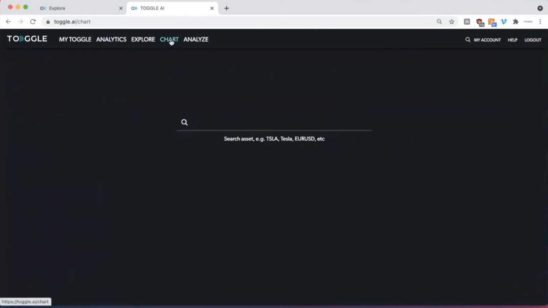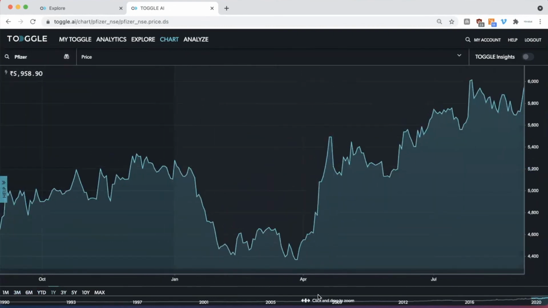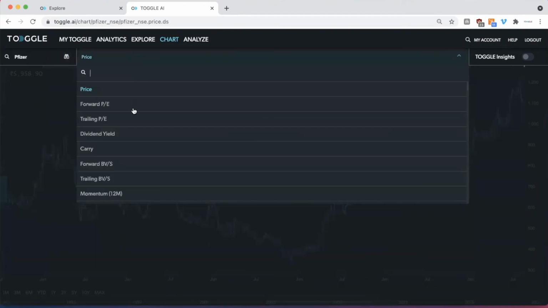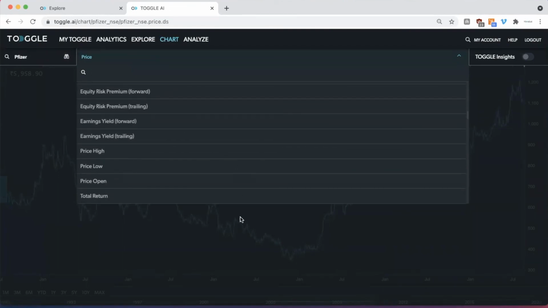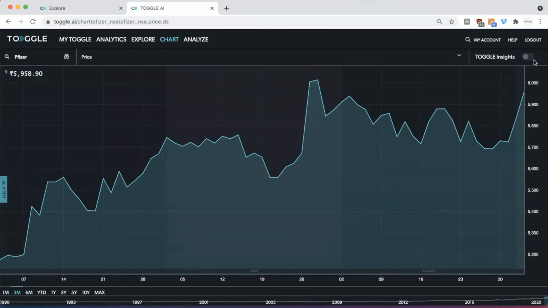And if you want to plot more than just the price, if you go to the chart function, we can look at, let's do something else this time. Let's do Pfizer. So here you can play around with the chart, check out different horizons. If you want to focus on a specific time period, just click and drag. So focusing on 2005 to about 2010, the system brings together that information. If you want to plot more than just the price, hit this drop down, and you can plot different things like the dividend yield, the momentum, seasonality, equity risk premium, and so on. And then if you want to look at the insights to understand what is driving an asset and its price, at the top right, just switch on the insights, and they should pop up on the graph.